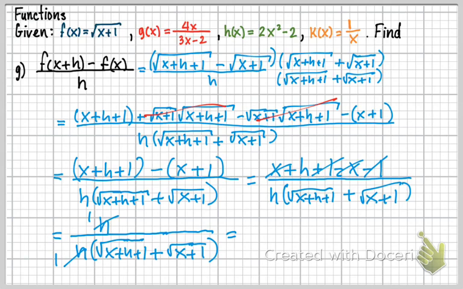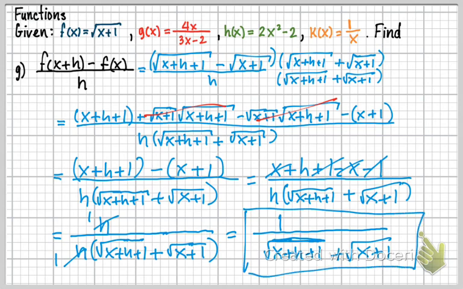Okay, so then our final answer is going to be 1 over square root of x plus h plus 1 plus square root of x plus 1. So there it is.